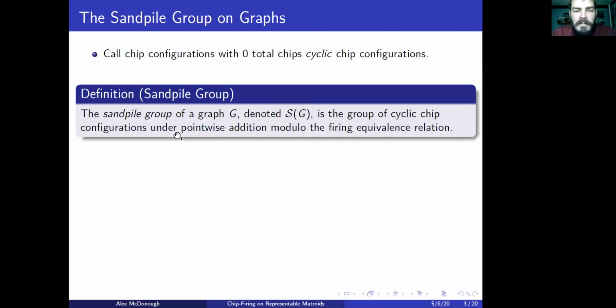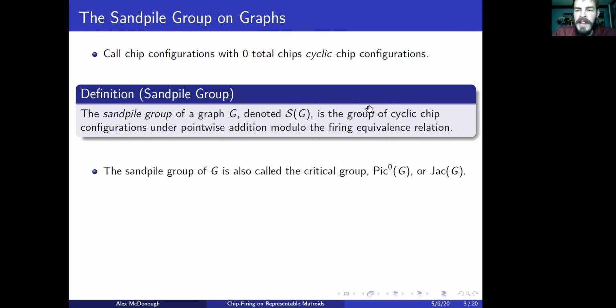Okay. So it's the group of cyclic chip configurations under pointwise addition modulo this firing equivalence relation. So if you can get from one chip configuration to another by a series of firings, then they're equivalent as elements of the Sandpile group.